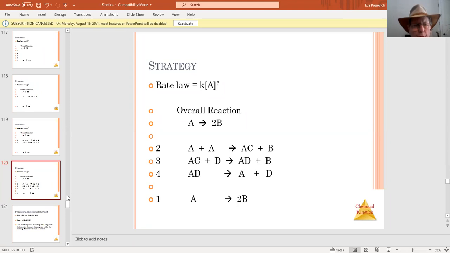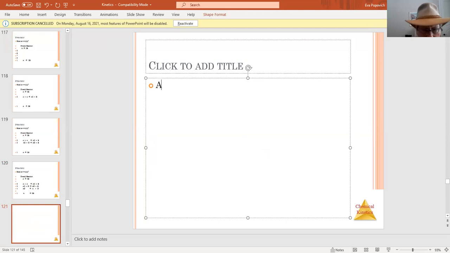I could also have done this in another way, something even simpler than that. I could have had A plus A yields AC plus B. Then I could have simply said my AC reacts to make A plus B.